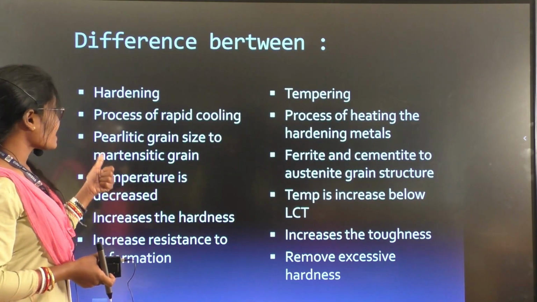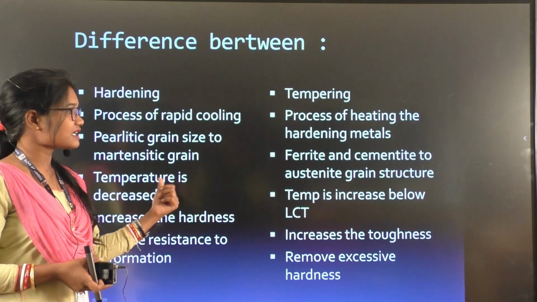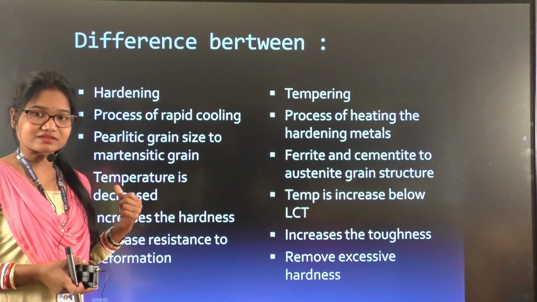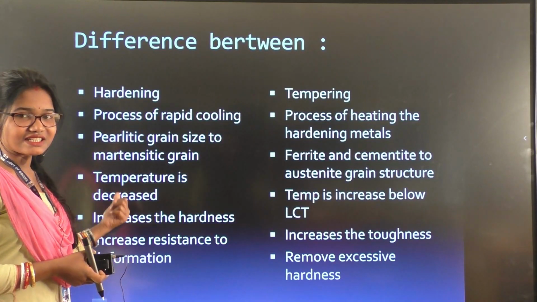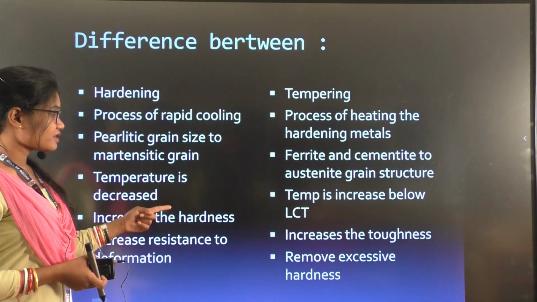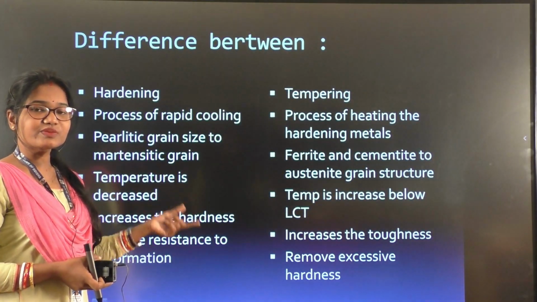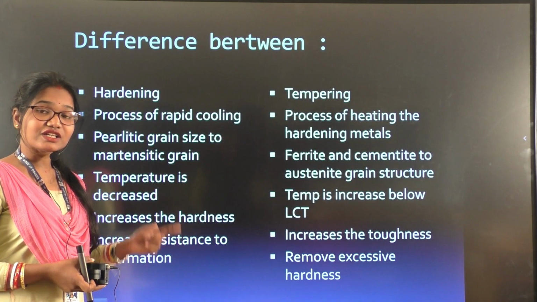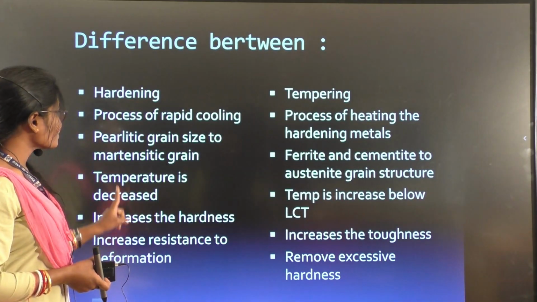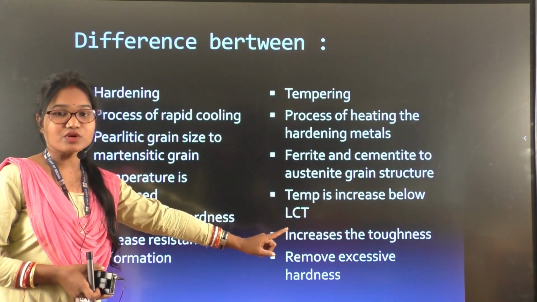So here we get martensitic grain, and here we get austenitic grain. The grain size will also be different, and due to the change in phase the name is also different, but both are iron. Here the temperature is slightly decreased, here the temperature is increased but below the lower critical temperature. Now the main thing is the properties. We know that heat treatment is done to change the properties of a metal, and due to that change the metal will be used in different applications. So due to hardening we get the hardness property, and due to tempering we get the toughness property.